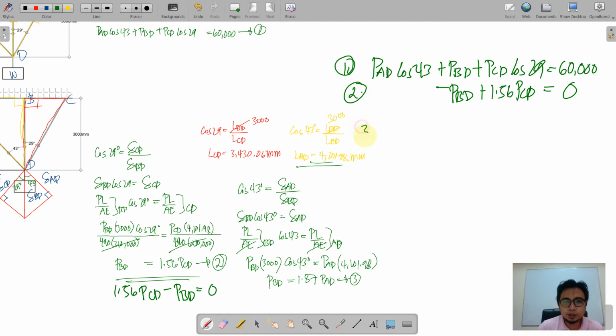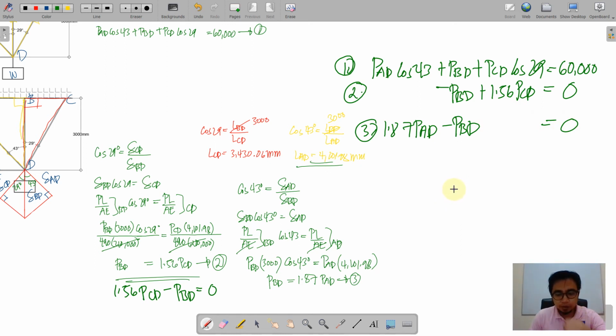And then for the third equation, we have 1.87 PAD. And then we transpose PBD to the other side, it becomes negative. And then we do not have any PCD here, so that is 0. This is equal to 0. We can now use three equations with three unknowns in your calculator.